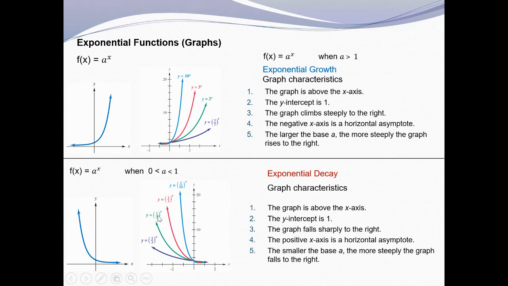You see now y equals (1/2) to the x. If A is 1/2, it begins to go towards the y-axis here. The smaller the A, you see, 1/10 is real close to the y-axis. So, for example, if you had something like 1/100 to the x power, it will be real close to the y-axis. So these are the characteristics.